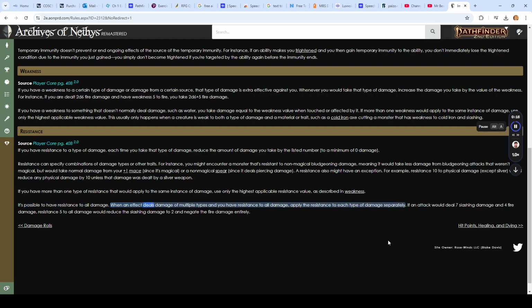When an effect deals damage of multiple types and you have resistance to all damage, apply the resistance to each type of damage separately. If an attack would deal 7 slashing damage and 4 fire damage, resistance 5 to all damage would reduce the slashing damage to 2 and negate the fire damage entirely.